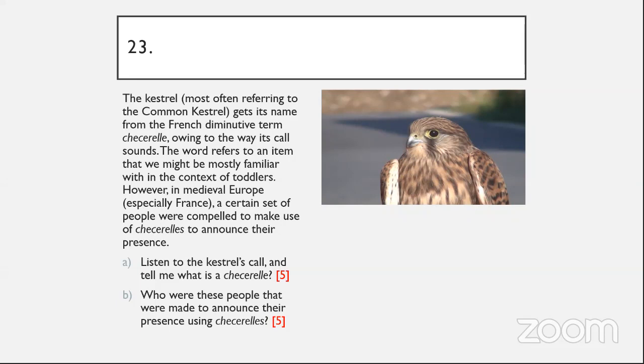So we'll go with the rattles of toddlers, and then it is also used to indicate lepers. We'll give you full 10 points.